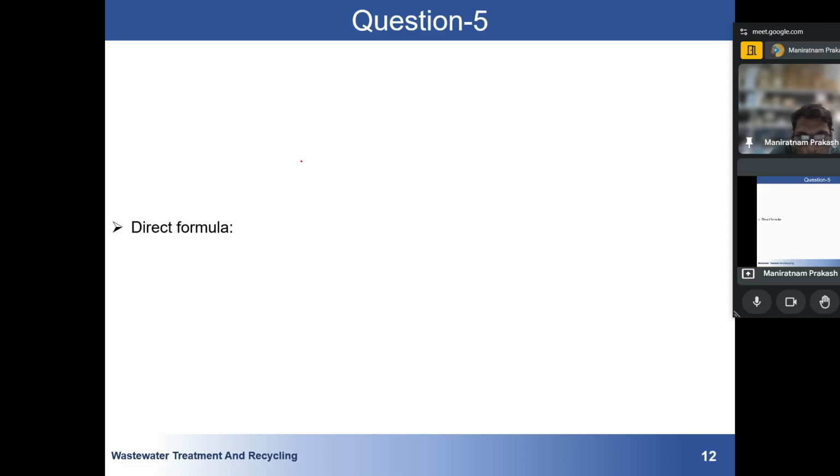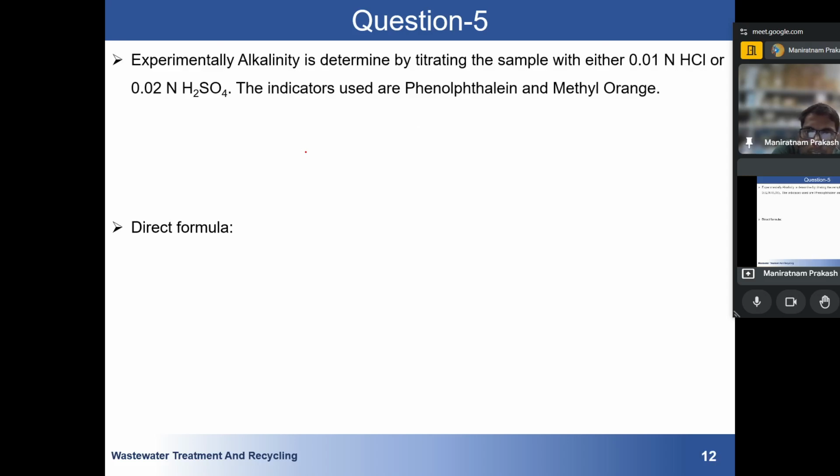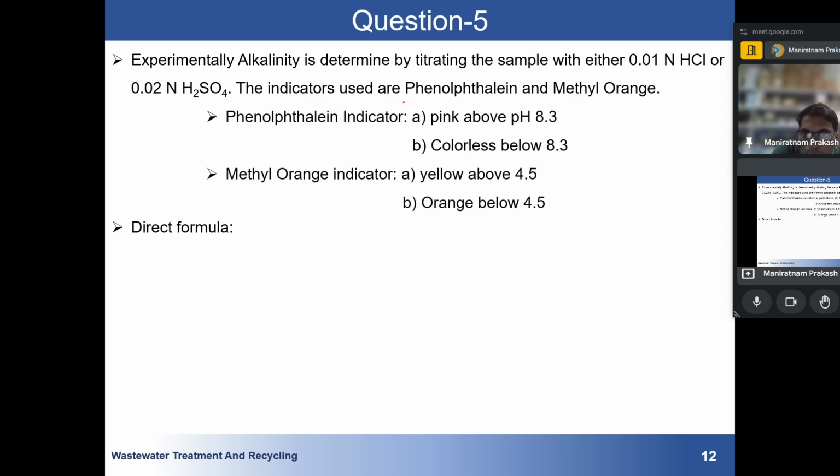Before going to acidity, I will discuss some more things about alkalinity. The experimental alkalinity is determined by titrating a sample with either 0.01 normal HCl or 0.02 normal H2SO4. Indicators used are phenolphthalein and methyl orange. Phenolphthalein indicator is pink above pH 8.3 and colorless below 8.3. Methyl orange indicator is yellow above 4.5 and orange below 4.5. There is one direct formula also.